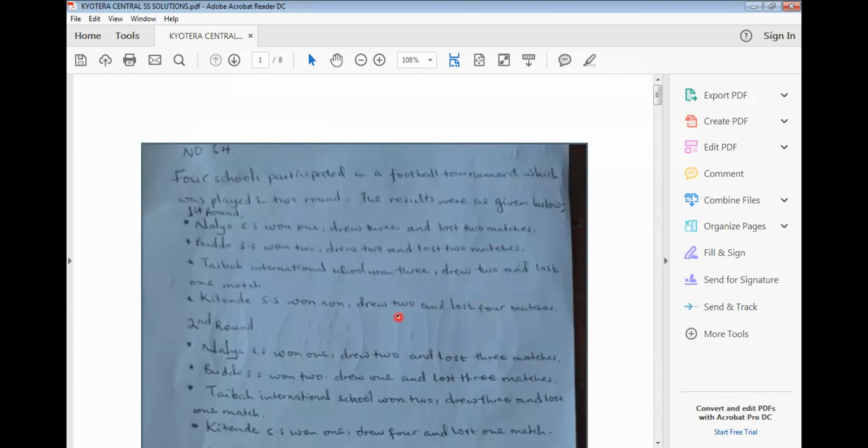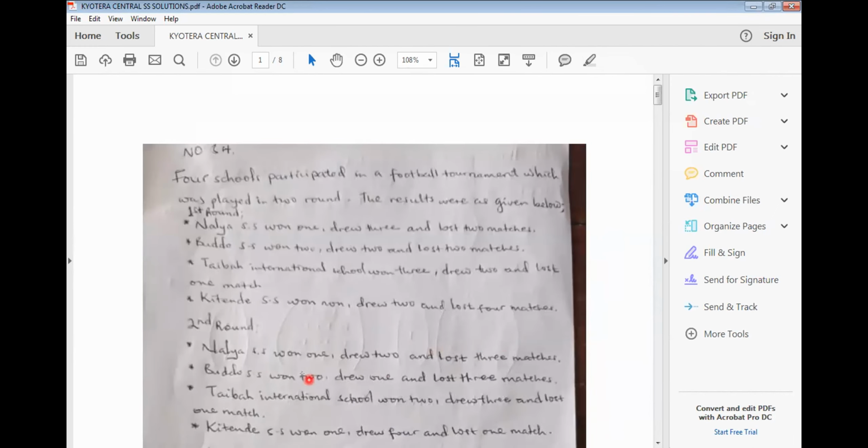The second round, Nadia Secondary School won 1, drew 2, and lost 3 matches. Budo Secondary School won 2, drew 1, and lost 3 matches. Taiba International School won 2, drew 3, and lost 1 match. Tende Secondary School won 1, drew 4, and lost 1 match.